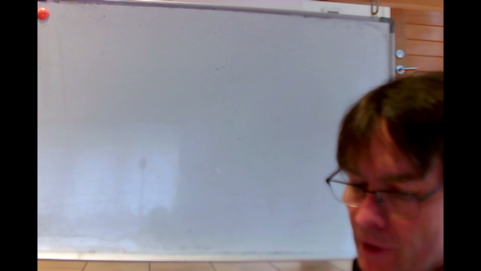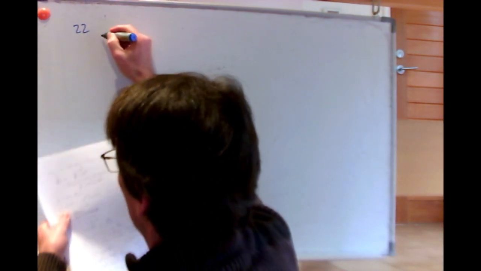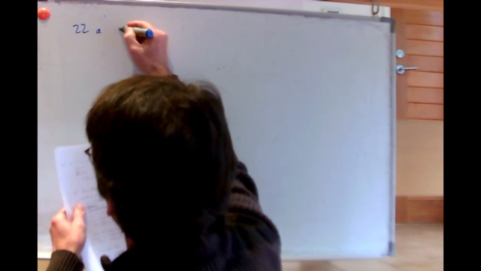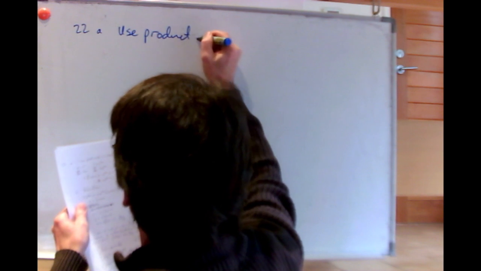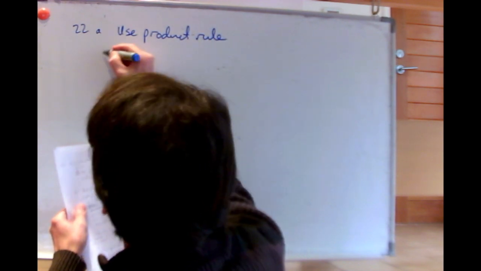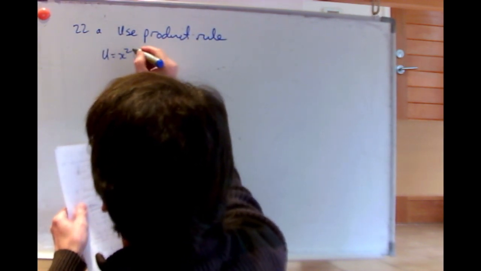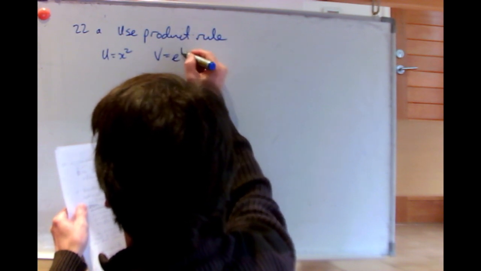Okay, this is formative task 19, question 22. So for part A, we're going to use product rule. u is equal to x squared, v equals e to the kx.